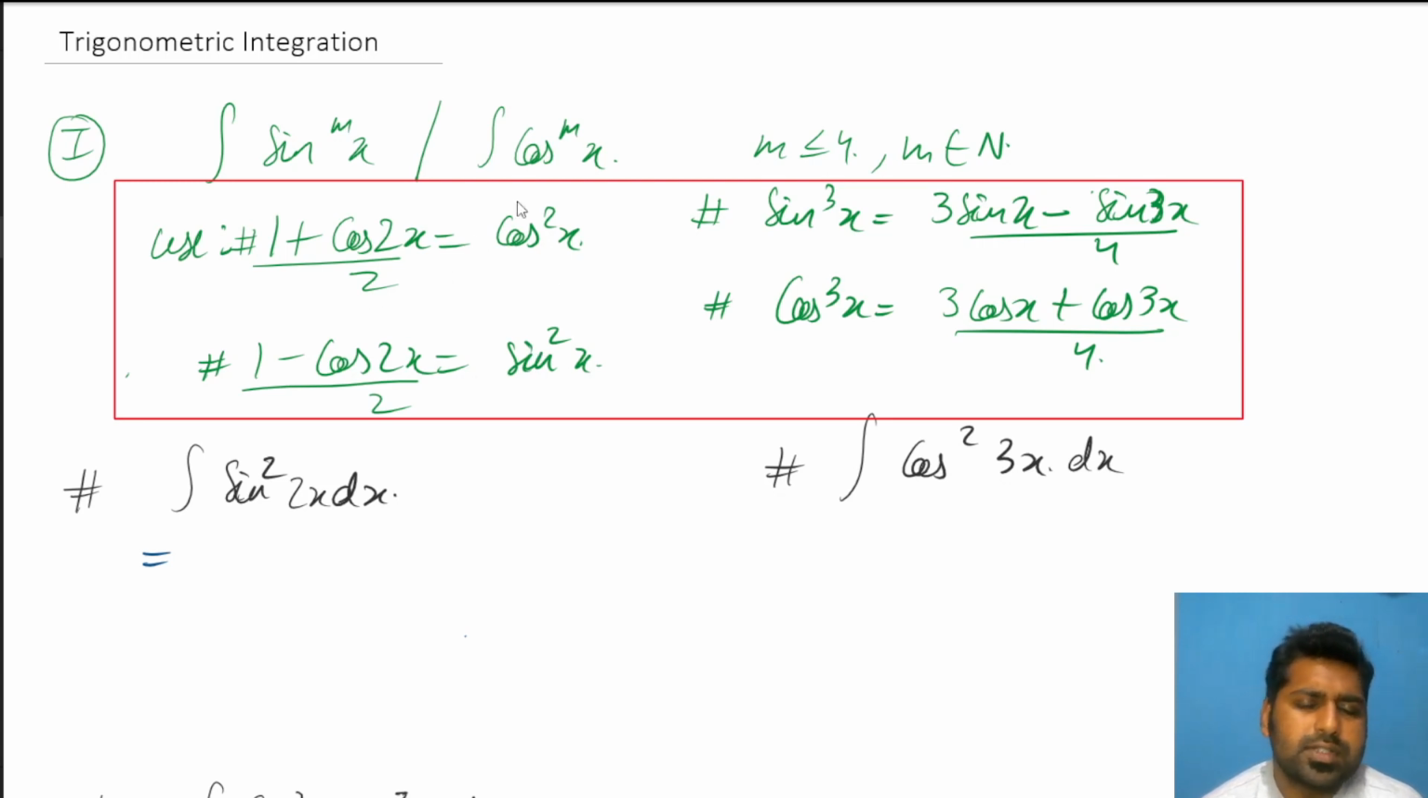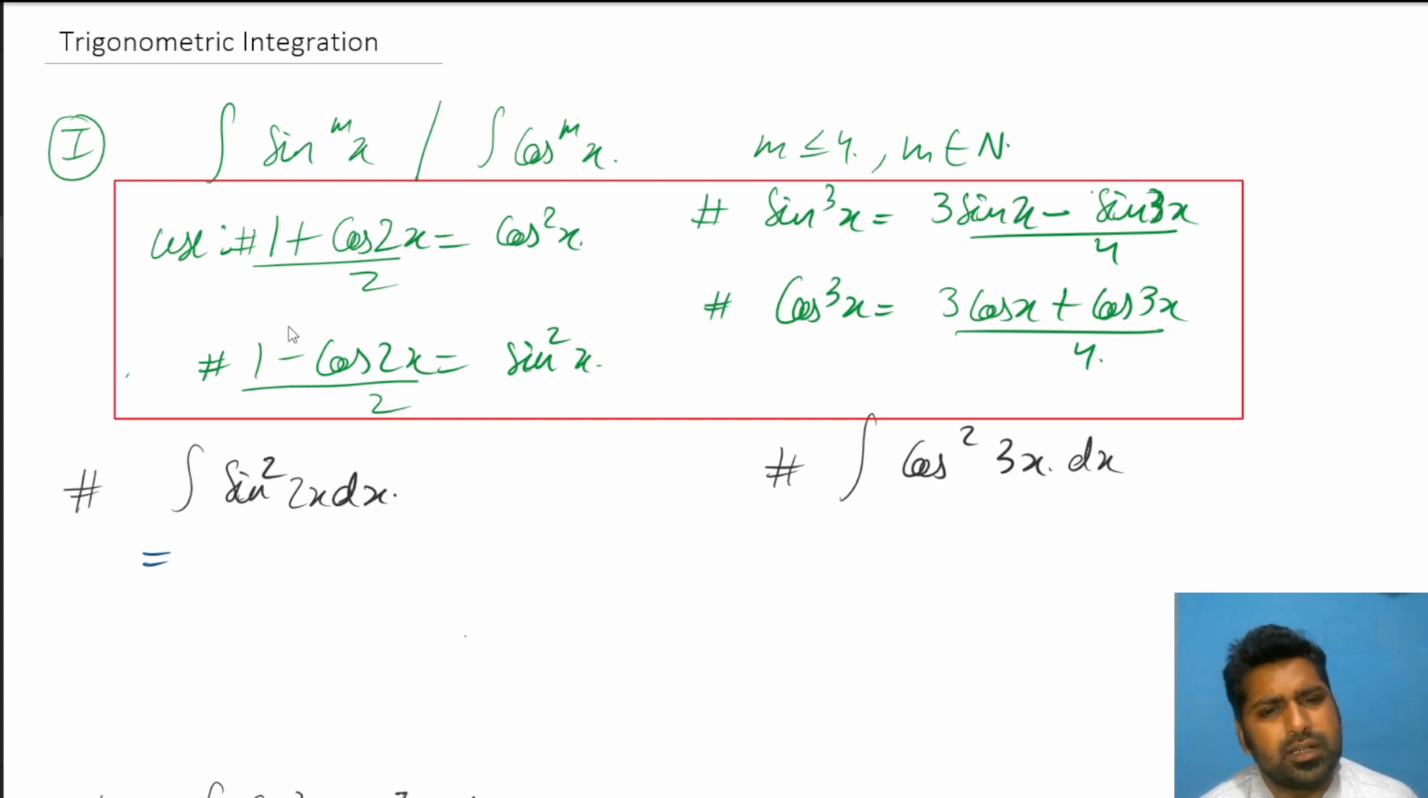So see, cos square cannot be integrated directly. There is no formula directly for integration of cos square or integration of sine square. I cannot say that the integration of cos square is sine square x. No, I cannot say that, because the rule is only integration of cos x is sine x. So the problem is this square, sine square or cos square, we cannot deal with directly. So somehow the idea is to remove the square, and in order to remove the square, what is the property we are going to use?